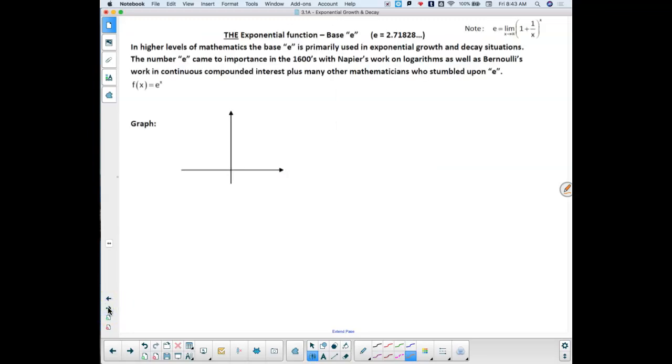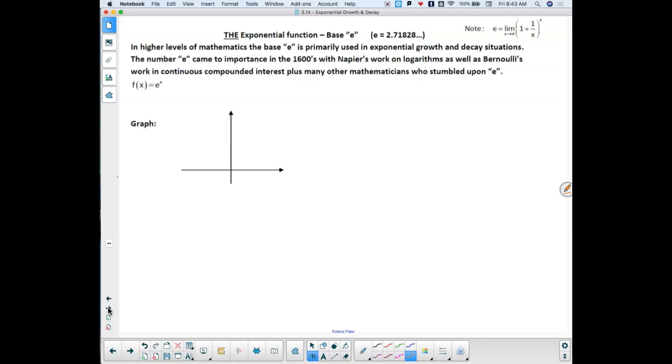we need to come up with something easier, okay? And e is that easier aspect to it. So in higher levels of math, base e is primarily used in exponential growth and decay. It's a both kind of situation. It's for exponential growth and exponential decay.